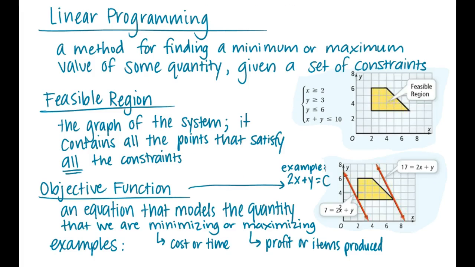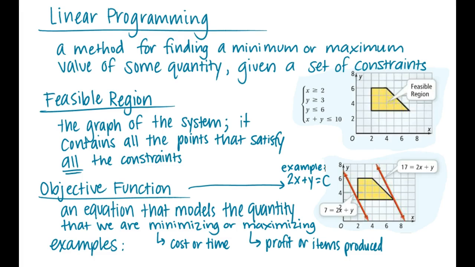An objective function is one more term that we're going to be discussing today before we get to examples. An objective function is an equation that models the quantity that we are minimizing or maximizing. So for example, two examples of minimizing something would be minimizing cost or minimizing time. And two examples for maximizing something would be maximizing profit or maximizing items produced.